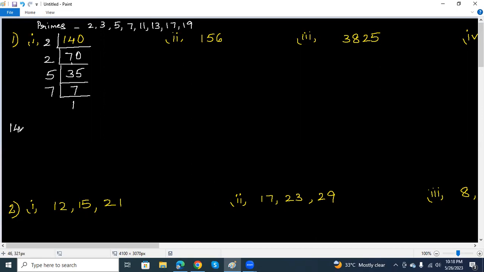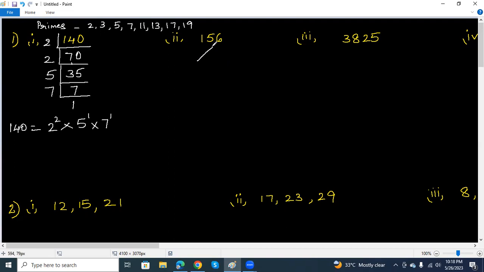So 140 is equal to, how many 2's did we get? 2 2's, so 2 square. How many 5's did we get? 1, 5 into 7 power 1. This is the prime factorization of the given number. Okay, now this one, another model I'll explain.